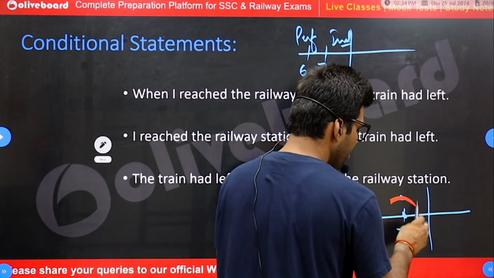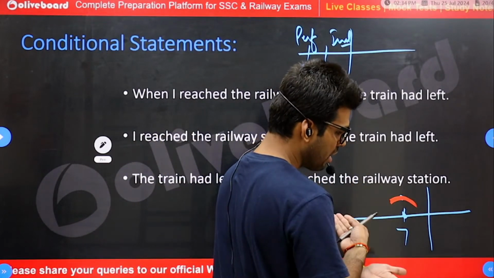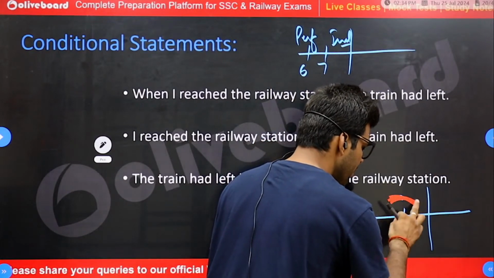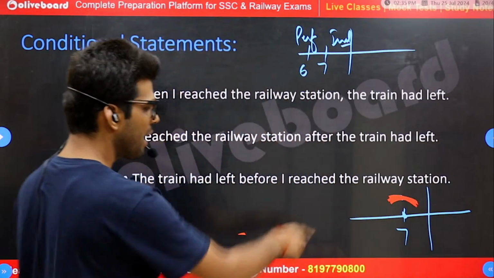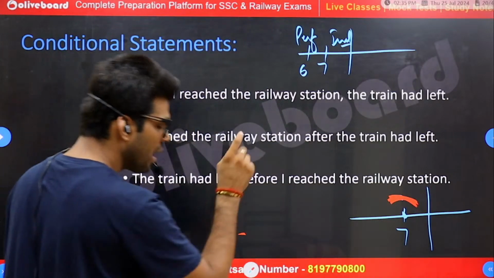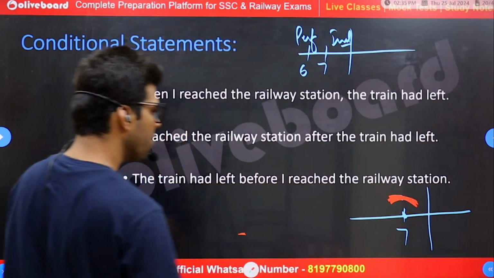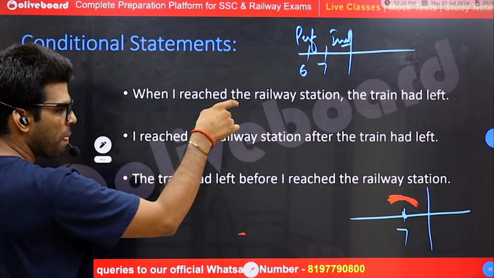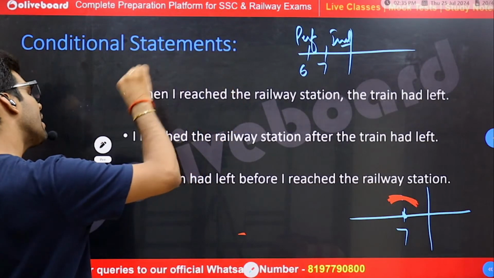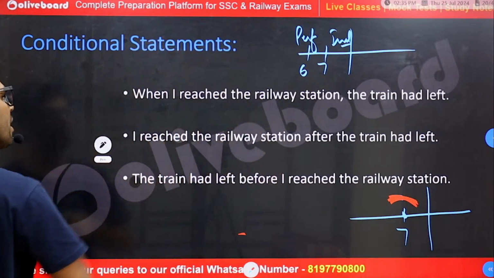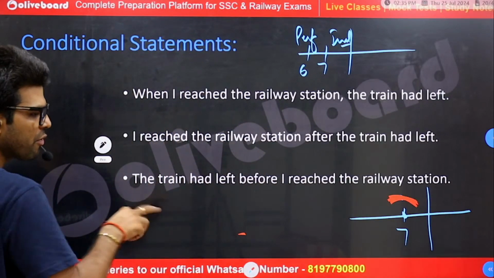So when I came home today, my mother cooked food is a possibility. Was cooking food is another possibility. I repeat, when I reached home, I found the lights on, past indefinite, past indefinite. When I reached home, my mother was cooking food, past indefinite, past continuous. But when I reached home, my father had already left for the job. Before I reached home, my father had already left for the job. He had left before I came home.